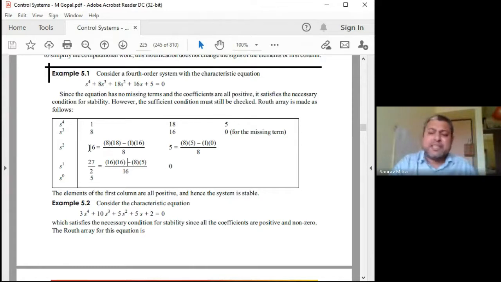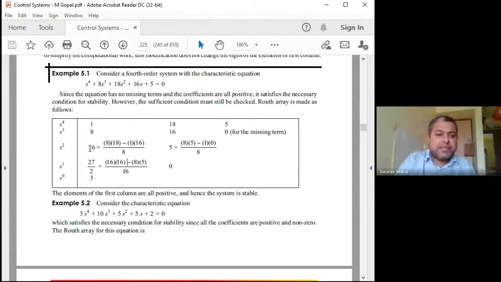Students make very silly calculation mistakes, which is unpardonable. Whenever this kind of Routh-Hurwitz numerical is there, it's the easiest kind of numerical. Please don't make a sign mistake. Please don't make a calculation mistake, because if you make a mistake in calculation and values, it will automatically cause a sign mistake. And if there is a sign mistake, then a stable system becomes unstable, and an unstable system becomes stable. So please don't make any mistake in calculation. Check the calculation twice, because these are the easiest 10 marks you can score in the Routh-Hurwitz criterion.